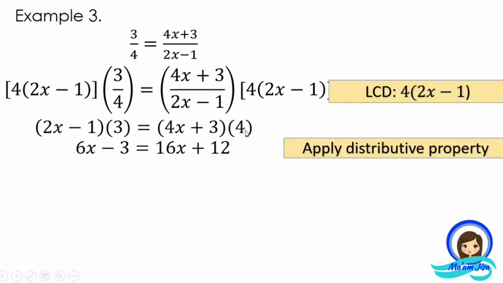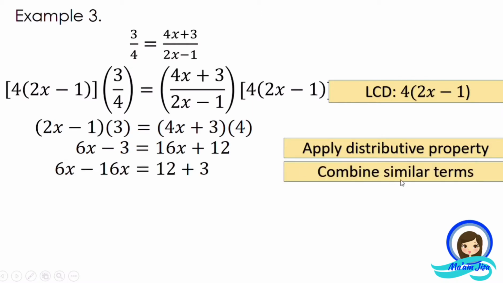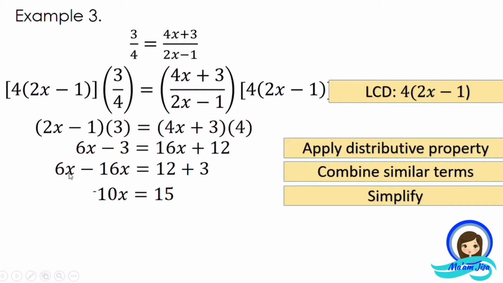Applying the distributive property, we have 3 times 2x is 6x. 3 times negative 1 is negative 3. 4 times 4x is 16x. 4 times 3 is 12. Next, combining similar terms, all the variables are on the left side, while the numbers or the constant terms are on the right side. So that would lead us to 6x minus 16x equals 12 plus 3. Simplifying, we have 6x minus 16x equals negative 10x. And then 12 plus 3 is 15.